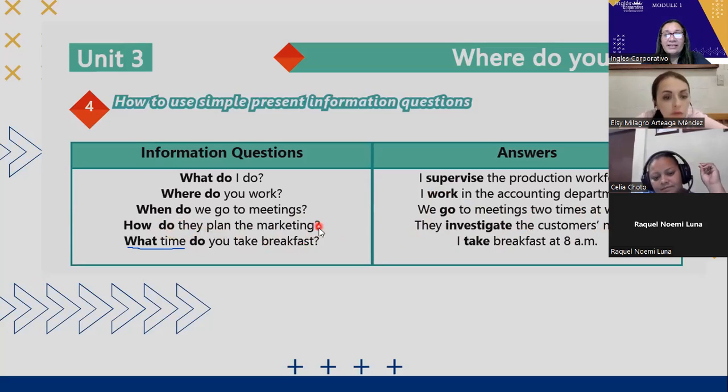How do they plan the marketing? Ajá, eso como podríamos switcharla, como para adaptarla, que le hagan a usted una pregunta. How do you practice English? Uh-huh. How do you go to work? How do you exercise? How do you plan your meals? How do you design? How do you use your free time? How do you relax?